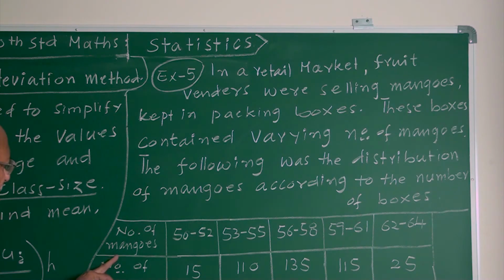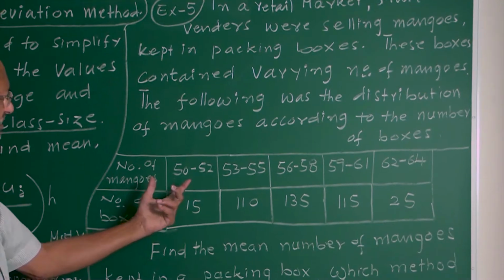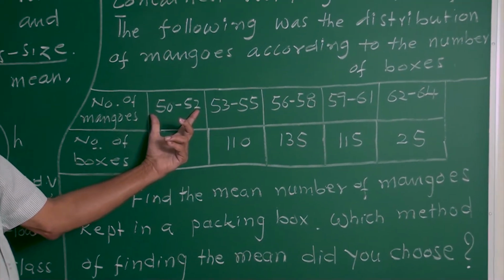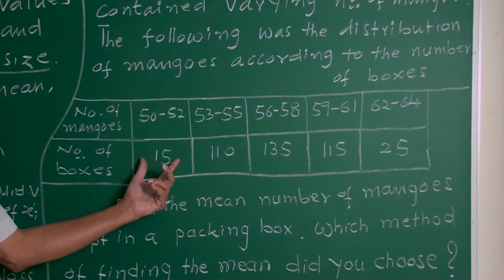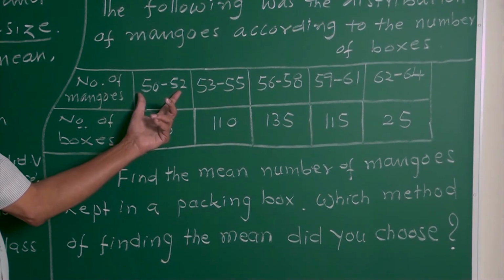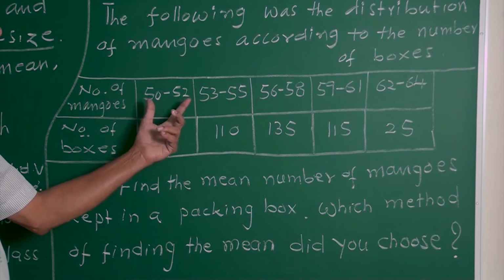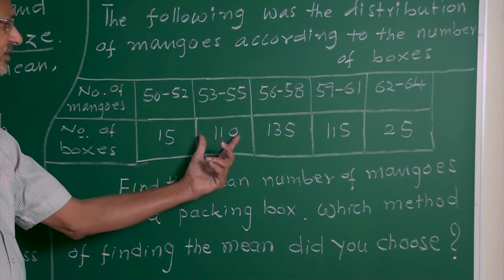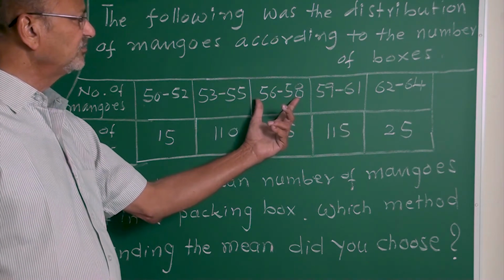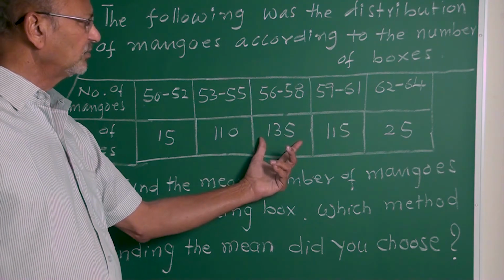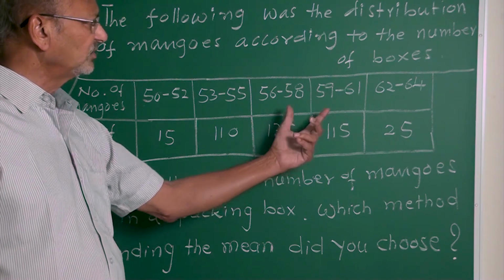Yes, this is the number of mangoes. Mangoes between 50 to 52, number of boxes were 15. 15 boxes contained the number of mangoes between 50 and 52. 53 and 55, number of boxes is 110. Between 56 and 58, number of mangoes, the number of boxes are 135.